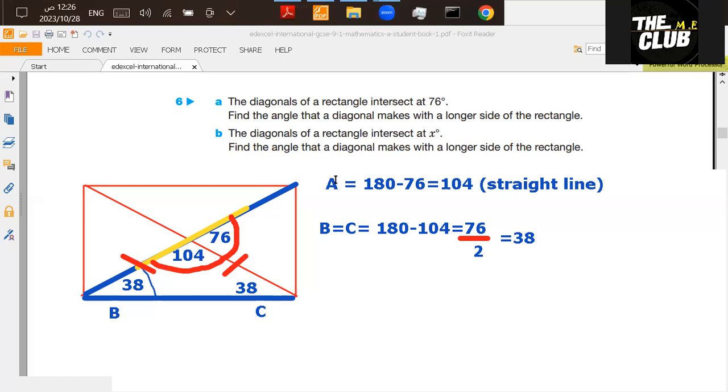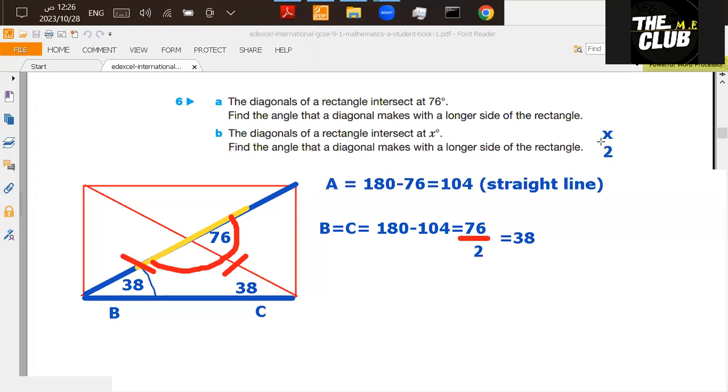So you can answer it that way. You don't have to do the 180 step, the straight line. You can say this is an exterior angle, and the exterior angle equals the interior angles added up together, except the one next to it. And because these are the same, that's why we divide this by 2. So if this is X, it means we're going to divide X by 2. And that's the answer for question B. So it's going to be X over 2.